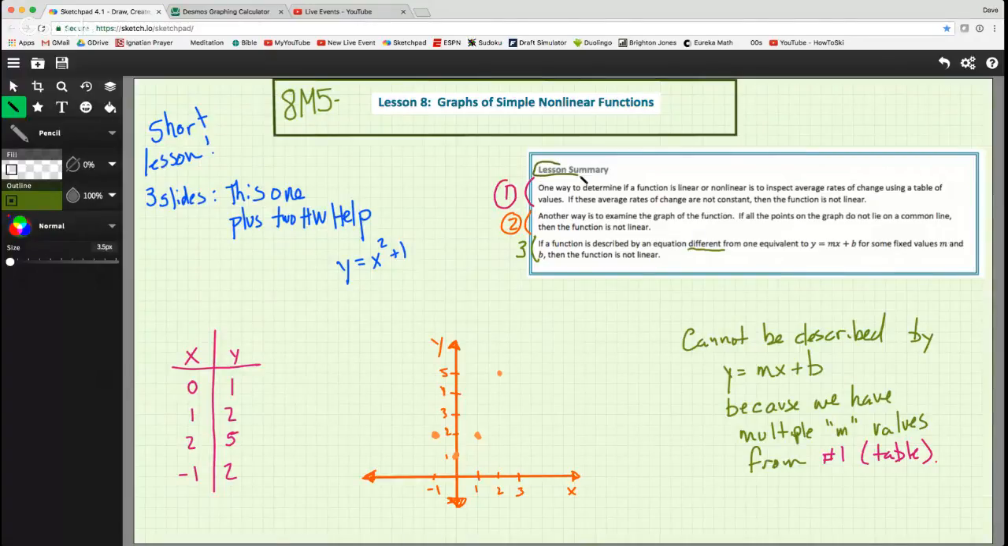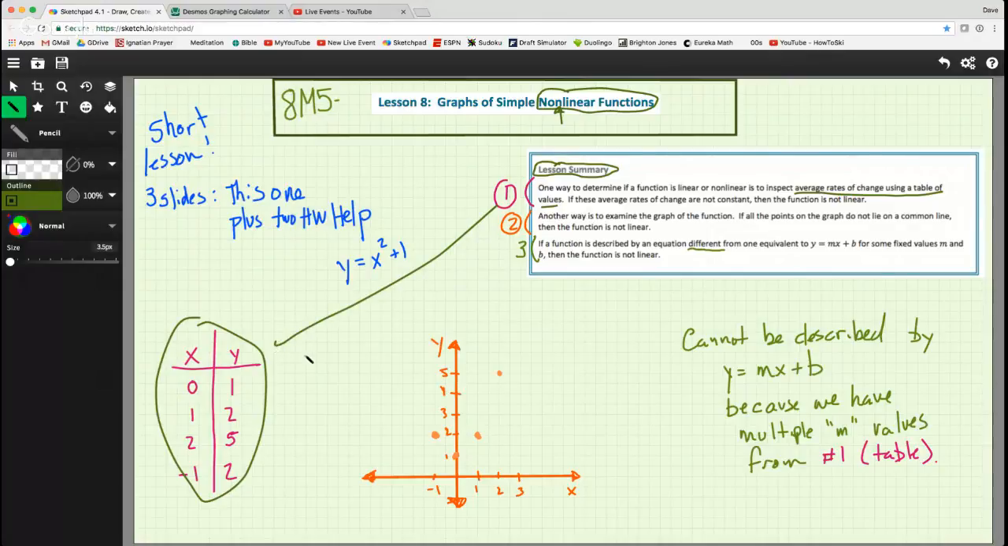The whole idea of this lesson is to identify whether these functions that we're looking at are nonlinear. We've talked about linear functions, and we've talked about ways to identify whether they're not linear. And remember, one way that we've already learned if a function is linear or nonlinear is to look at the average rates of change using a table of values. So this is pink, and I've made this table here pink to match up with the pink rule.